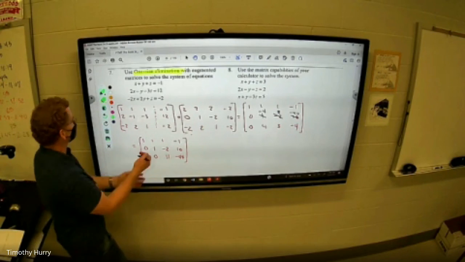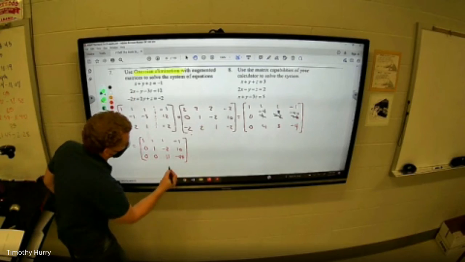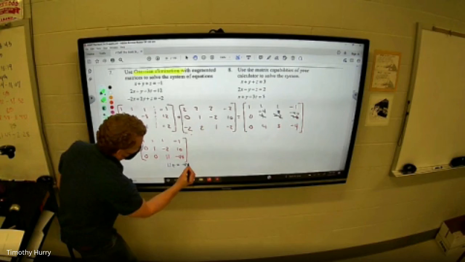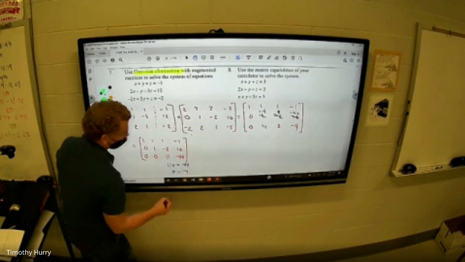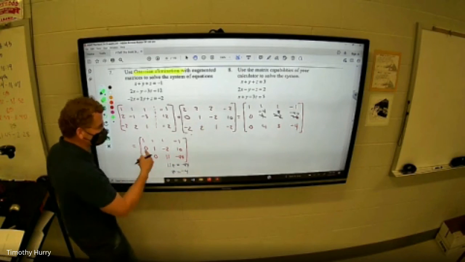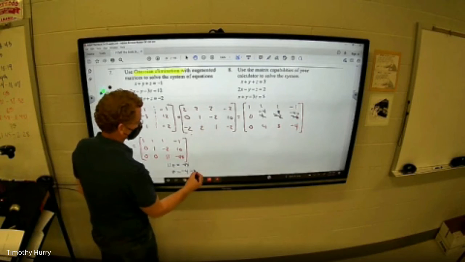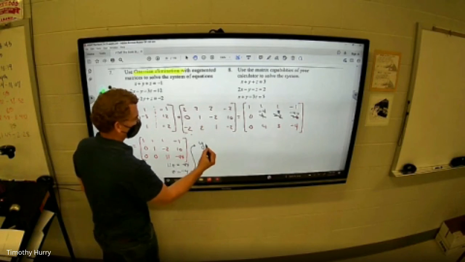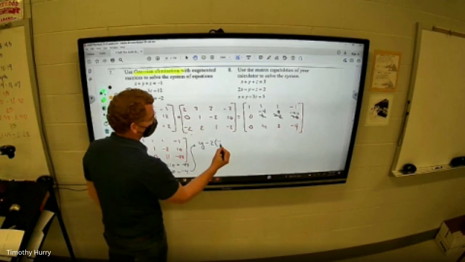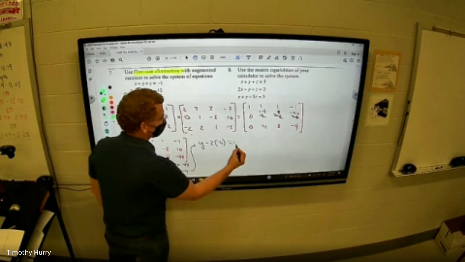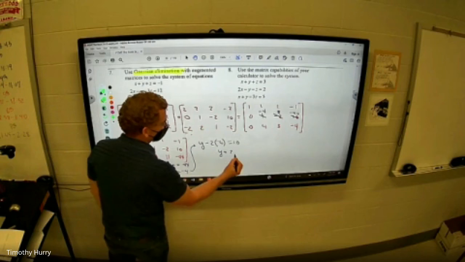So I would always stop here and say, well, at this point, 11z is that. So if 11z is negative 44, then z is negative 4. Plug it back in. And what does this second row mean? 1y minus 2 times my new z value is 10. So y ends up being 2.